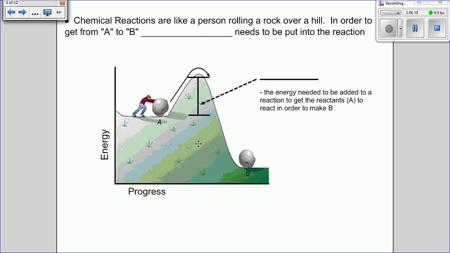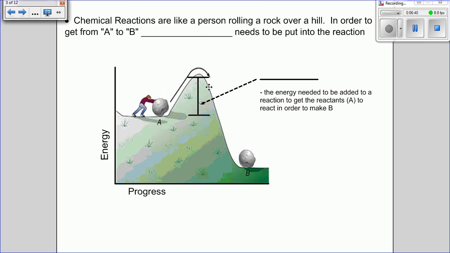So one thing I like to equate chemical reactions to are, let's say you were trying to roll a boulder over a hill. So your parents got mad at you, they give you some chores, they're like, here, roll these boulders to the bottom of the hill. However, in order to get them to point B, you need to get them up this hill first.